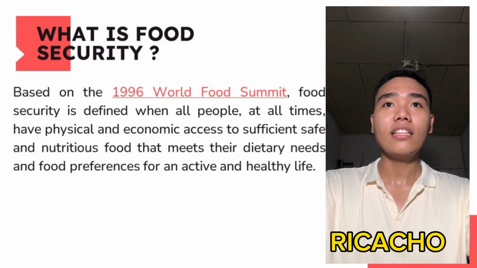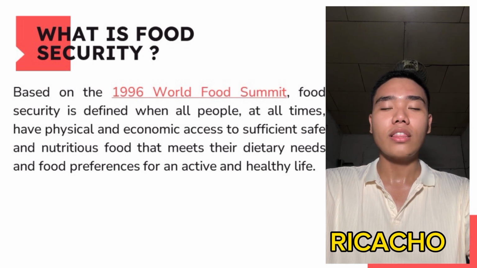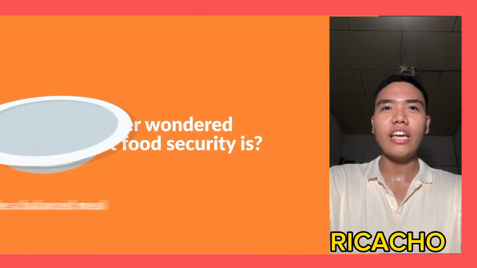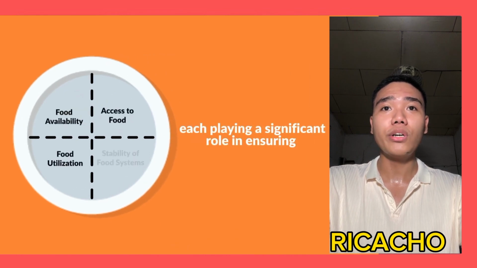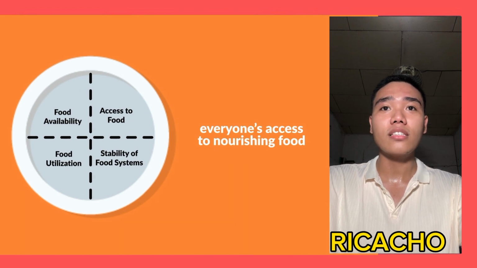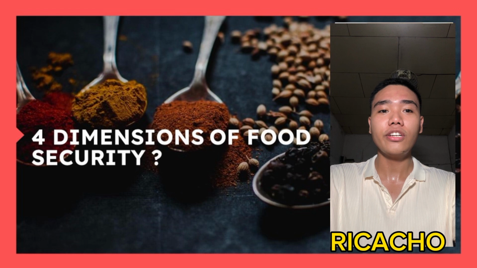Based on the 1996 World Food Summit, food security is defined when all people, at all times, have physical and economic access to sufficient, safe, and nutritious food that meets their dietary needs and food preferences for an active and healthy life. Just like a balanced meal, food security consists of four crucial portions, each playing a significant role in ensuring everyone's access to nourishing foods. So, what are the four dimensions of food security?